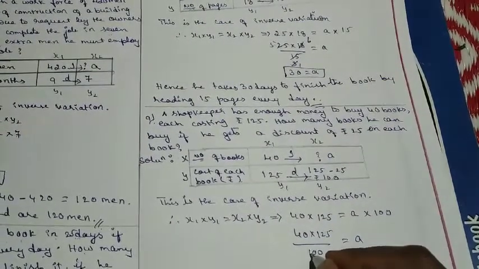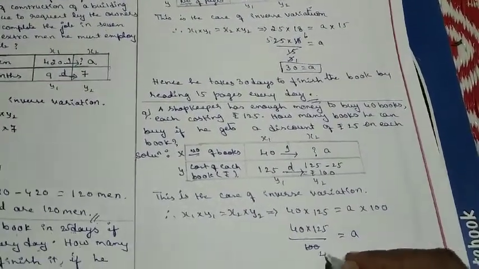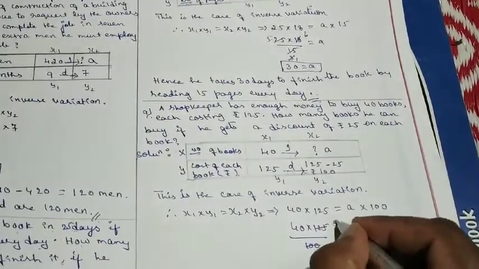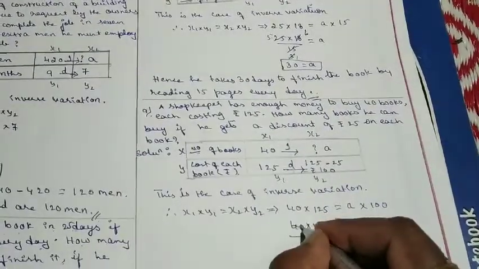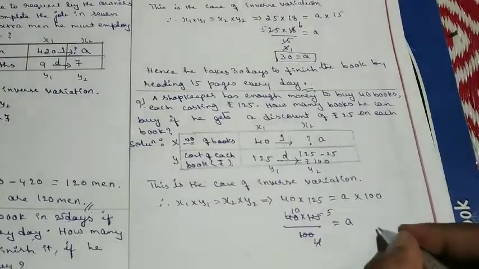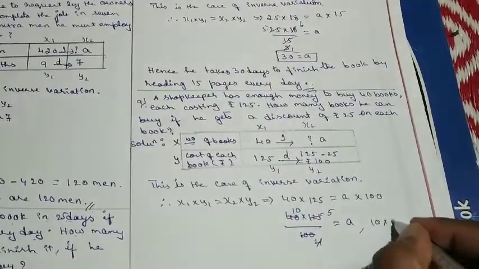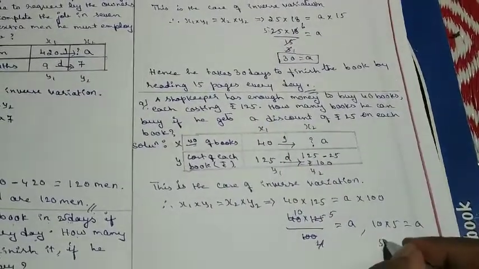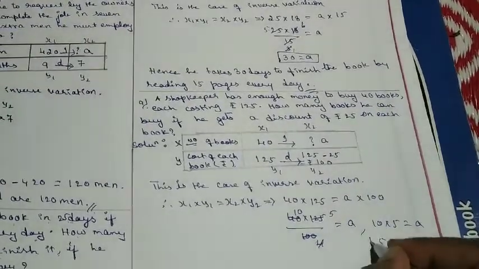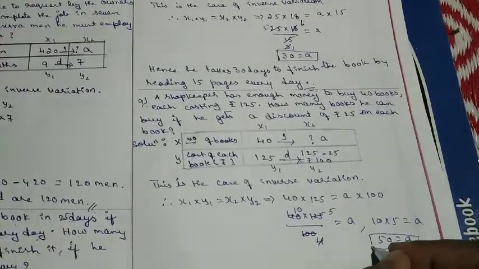Then I'll go with the 25 table. 25 4s are 100, 25 5s are 125, then 4 1s are 4, 4 10s are 40. Then 10 into 5 equal to 50. Then a equal to 50. What is a? A is nothing but the number of books.